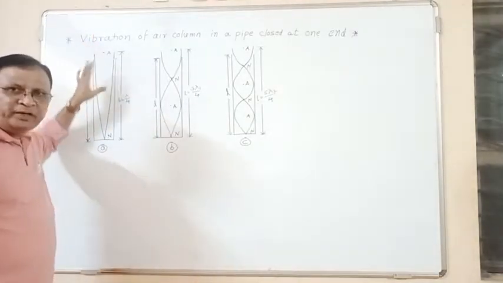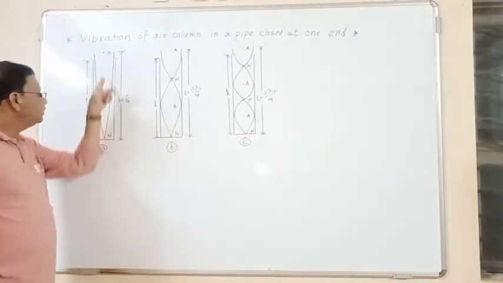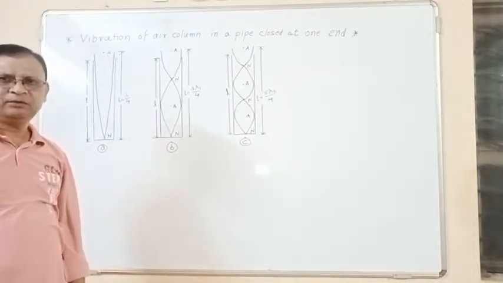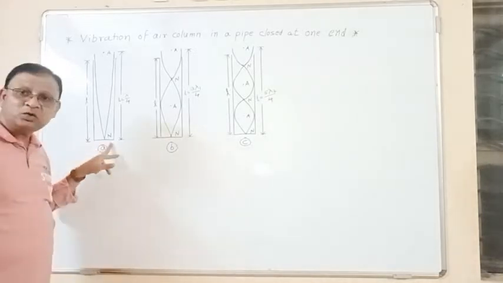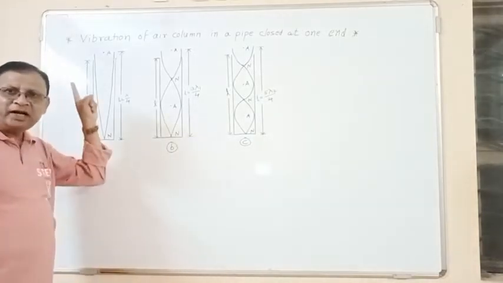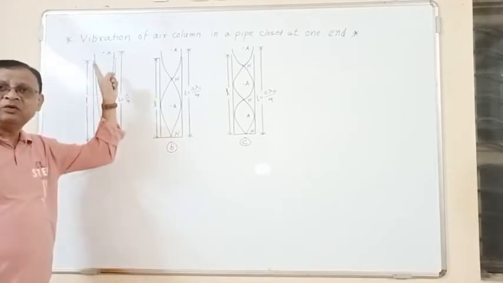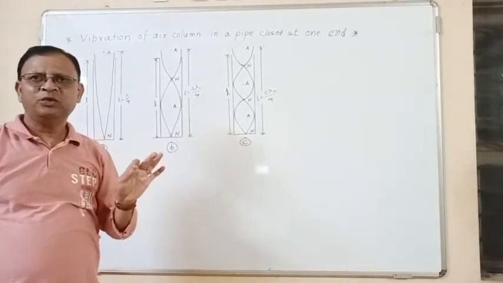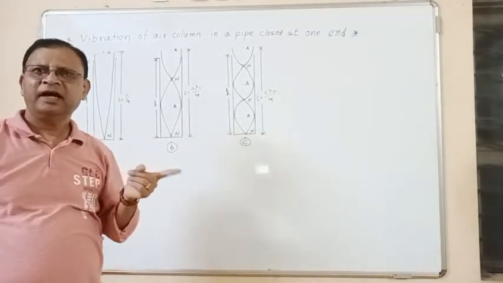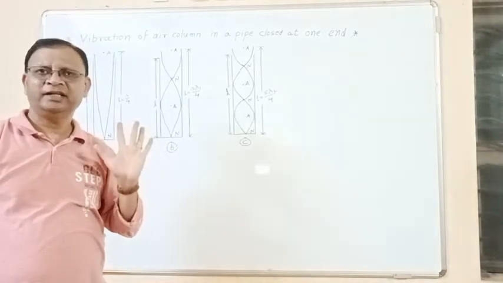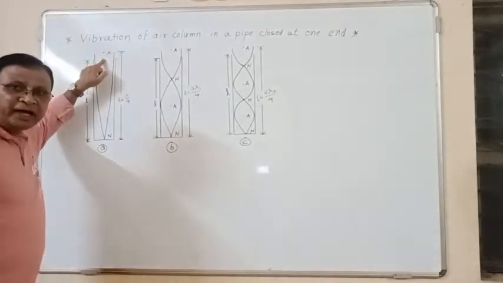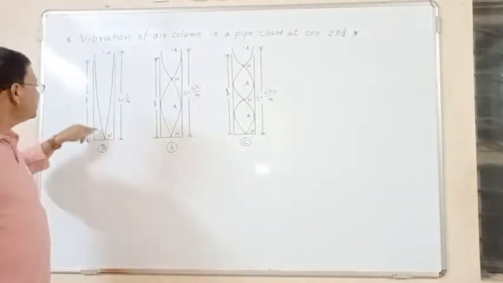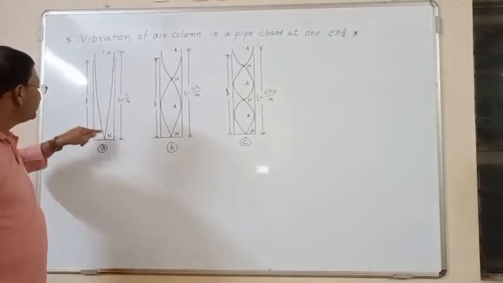So there will be two identical waves traveling along the same path but in opposite directions, which form the stationary wave. But here, as the pipe is closed at one end, there is one closed end and one open end. What is the boundary condition? There should be an antinode at the open end and a node at the closed end. So it consists of one antinode and one node.